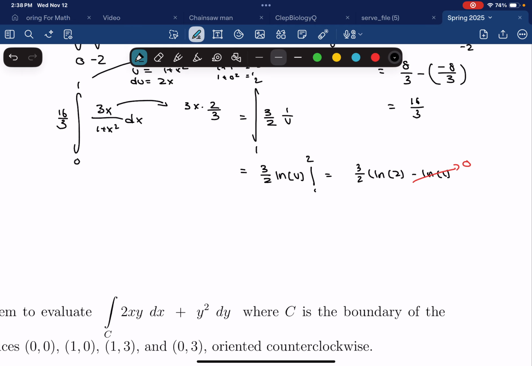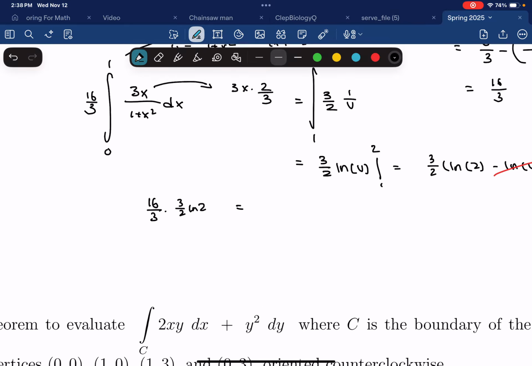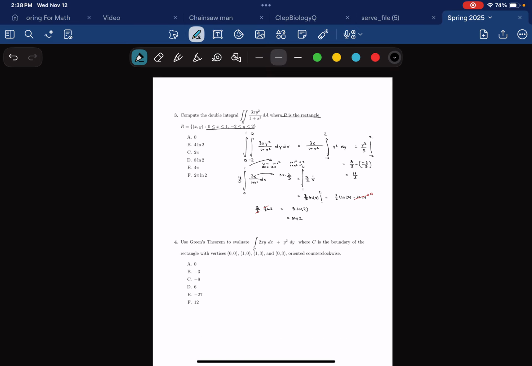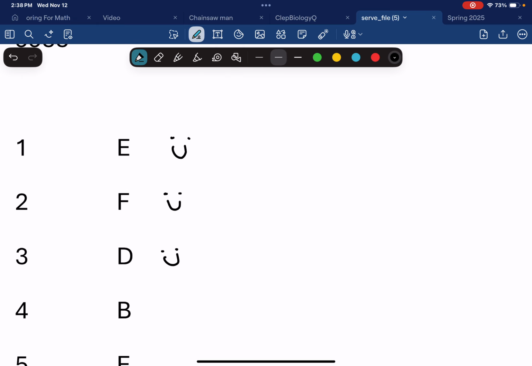And then you simply do 16 over 3 times 3 over 2 natural log of 2. Sorry, my bad, I had a brain fart there. The 3's cancel out, so you get 8 times natural log of 2. 8 natural log of 2 is our answer D, which is our answer for number 3.